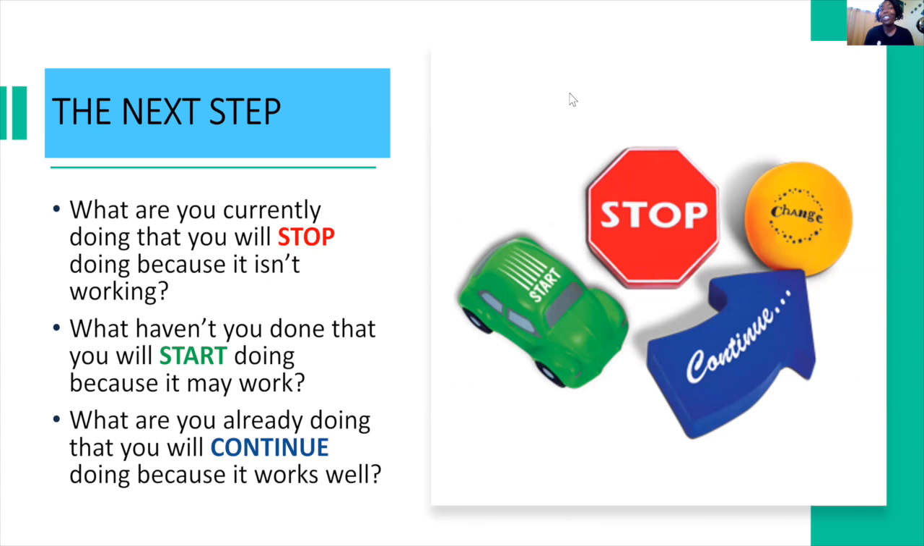What are you currently doing that you're going to stop doing because maybe it isn't working? Maybe you're asking your staff to do 100% of work right now and you haven't reprioritized, and that probably needs to stop. What haven't you done that you're going to start doing because it may work, right? So are you going to engage with your staff in a different way? Are you going to find some time to incorporate some of the tools we've talked about here, or other ones, or maybe you're going to poll your staff and figure out what they'd like to see?